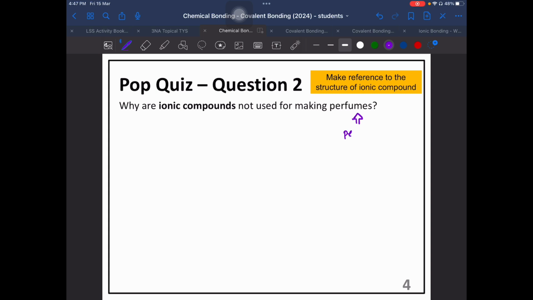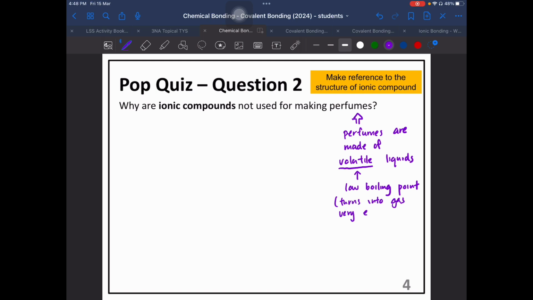Now, perfumes are usually made of what we call volatile liquids, right? So what does volatile actually mean? This term volatile actually means something that has a low boiling point, right? In other words, it turns into gas very easily. So I'll give you an example of a common volatile liquid. One example would be ethanol, or we can use a more generic term, let's say alcohol, right?